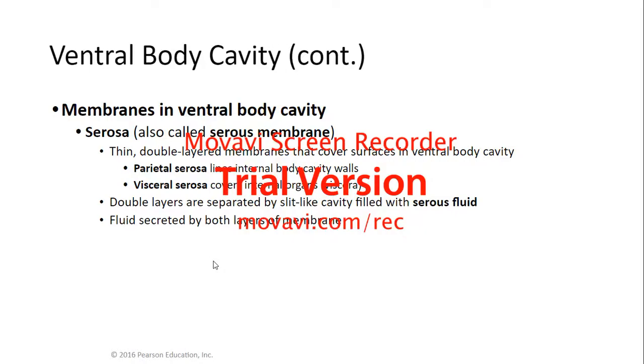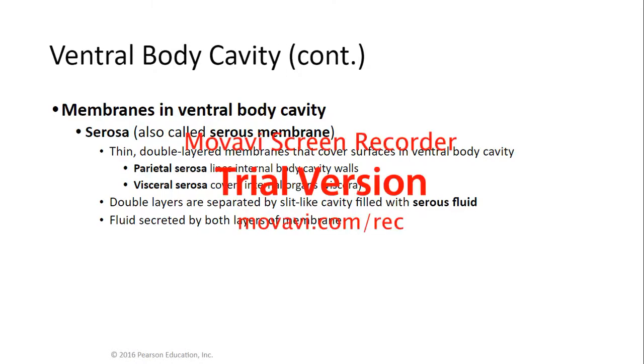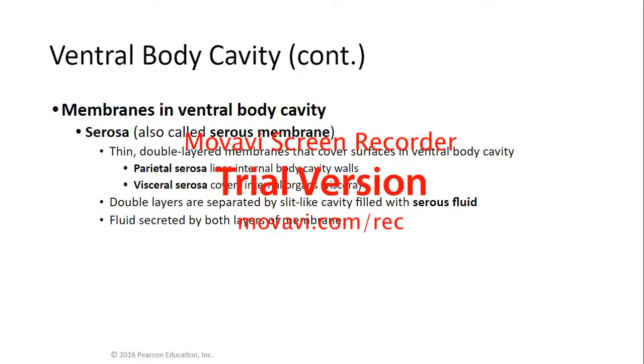All right, so now you have a body cavity. Just think, you have a cavity, so you're going to want something to line this cavity. The serous membranes are what line these cavities. You have the parietal serosa, which lines the body cavity walls, and then the visceral serosa, which lines the organs.